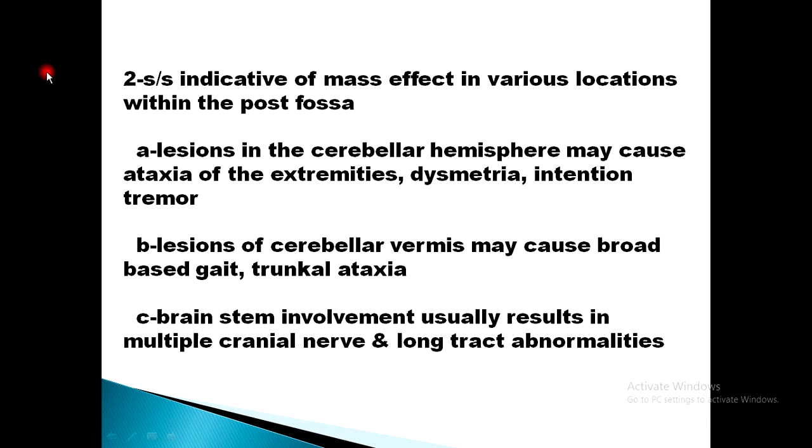And we have lesions of the cerebellar vermis, and as you know, the vermis controls the axial movement of the body, while the cerebellar hemisphere controls the movement of the extremities. So lesions of the cerebellar vermis may cause broad-based gait and truncal ataxia. And finally, brainstem involvement usually results in multiple cranial nerve and long tract abnormalities. As you know, most of the cranial nerves originate from the brainstem and the cerebellopontine angle, and the long tract abnormalities mean spasticity and increased or brisk reflexes.